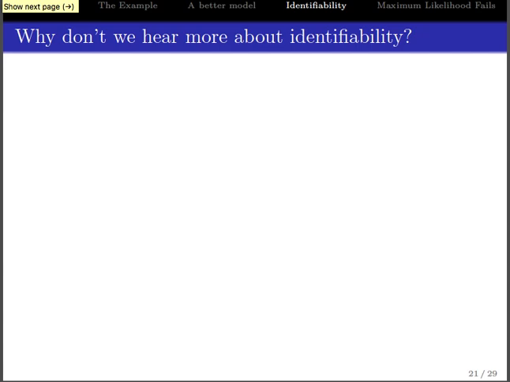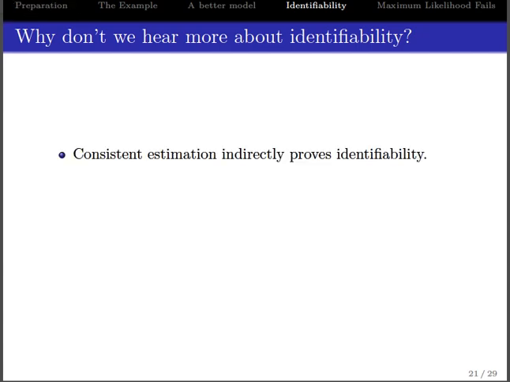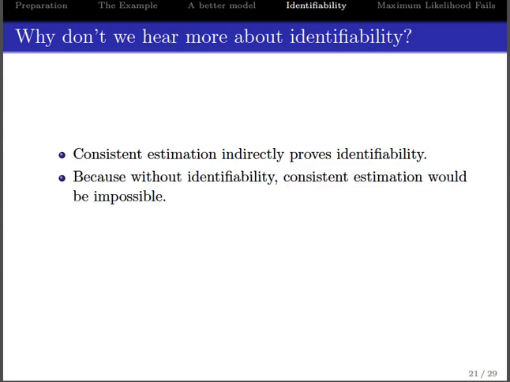Why don't you hear more about identifiability? It seems like a foundational critical issue, and it really is. But if you've proved consistent estimation, then you've indirectly proved identifiability, because without identifiability, consistent estimation would be impossible. So if you got consistent estimation, the parameter must be identifiable. So people often just talk about consistency.